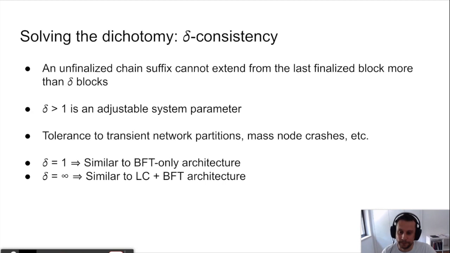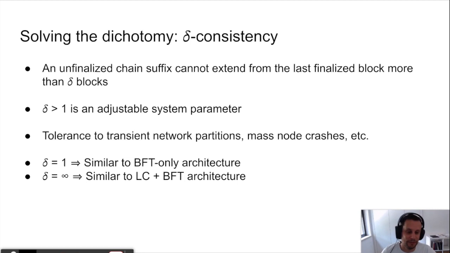So delta is an adjustable system parameter. And you can see, depending on how we set it, we can actually get the opposite ends of the spectrum as well. When you have delta equals one, this is similar to a BFT-only architecture. When you have delta equals infinity, this is similar to the longest chain plus BFT architecture.